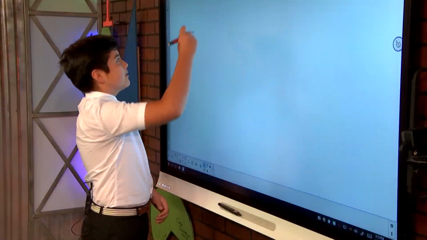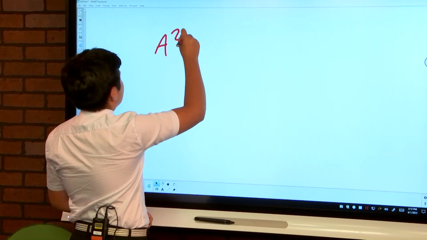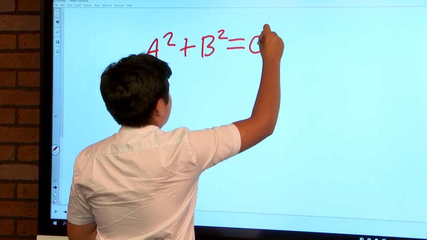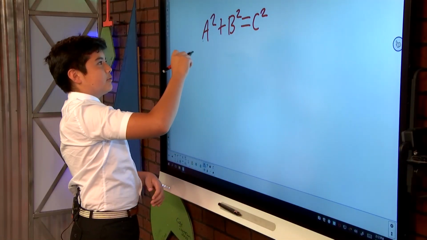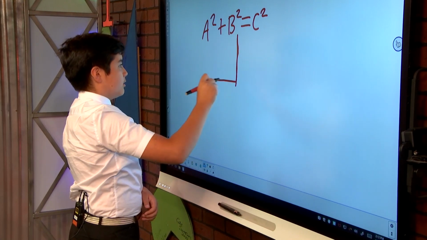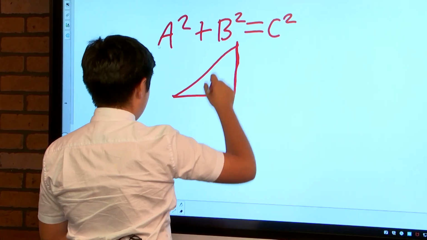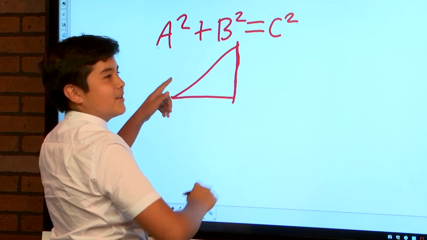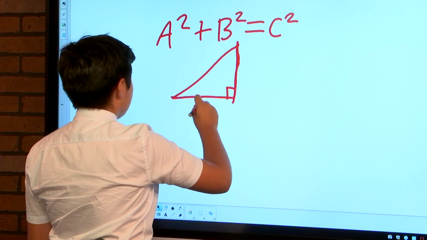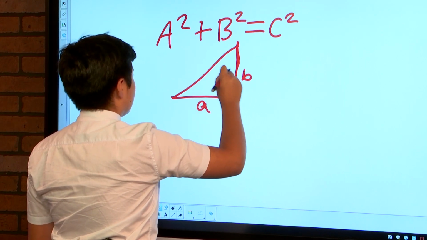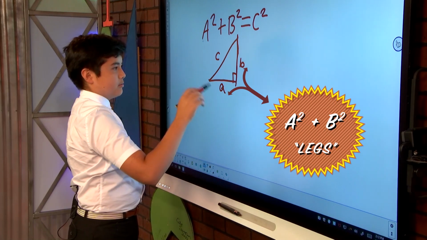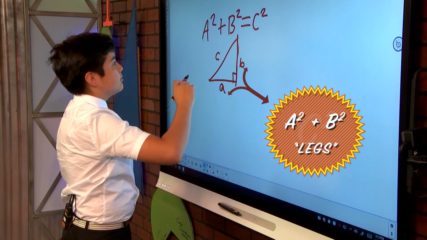Now, the Pythagorean theorem is a squared plus b squared equals c squared. The reason why it's called a squared and b squared is because when you're drawing a right triangle, which I'm not very good at drawing straight lines, but just pretend this is a perfect triangle. So you have A, B, and C. So the two legs, A and B, when squared, equal C squared.